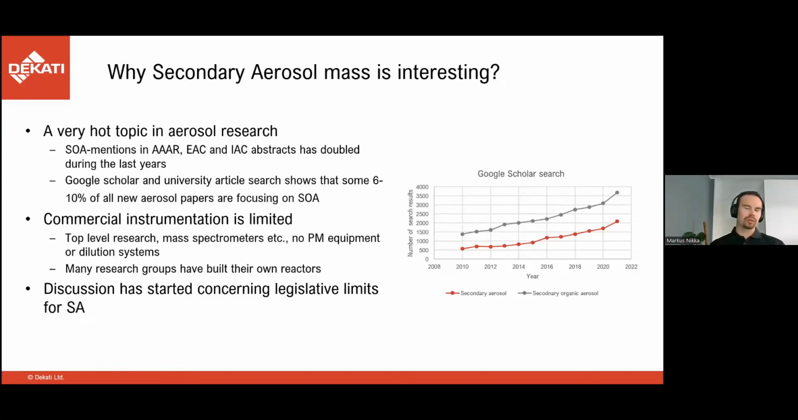There has also been a conversation started about legislative limits for the secondary aerosol. So that's something that will probably become more and more important in the future, as the primary aerosols are already regulated, but secondary aerosols are not.